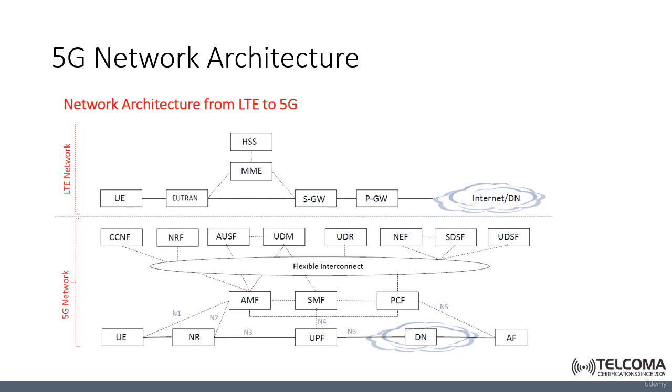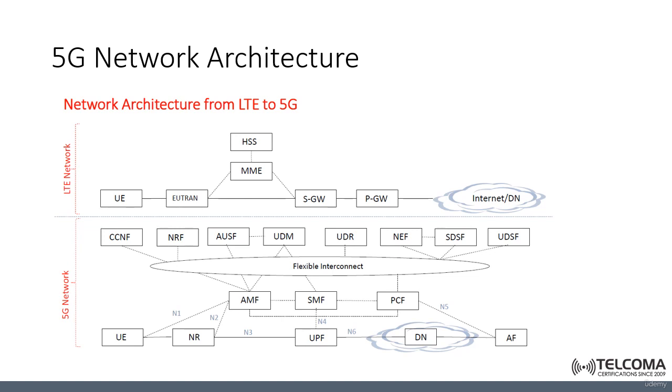In this section, we will study part of the 5G network architecture and try to understand the different network elements, called network functions, and the function of each one of them. If you look at the slide, you can see that in the upper part we have the 4G network architecture, or LTE, and in the lower part we have the architecture of the 5G network.